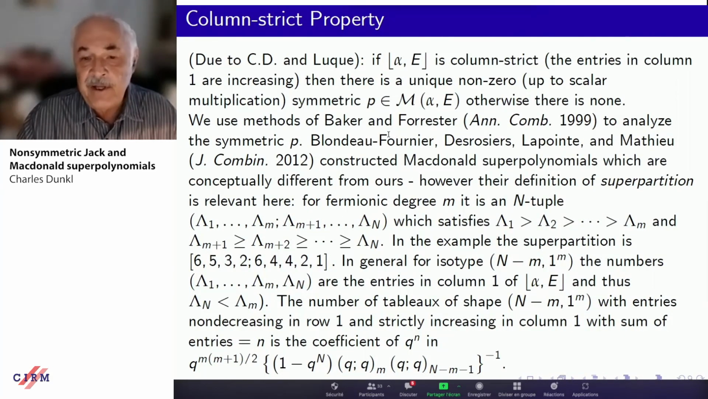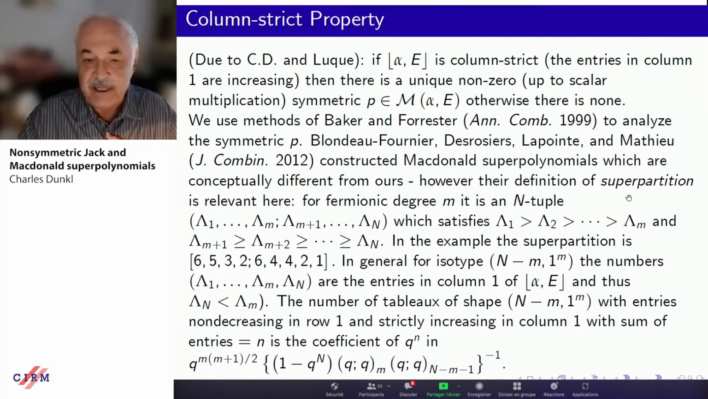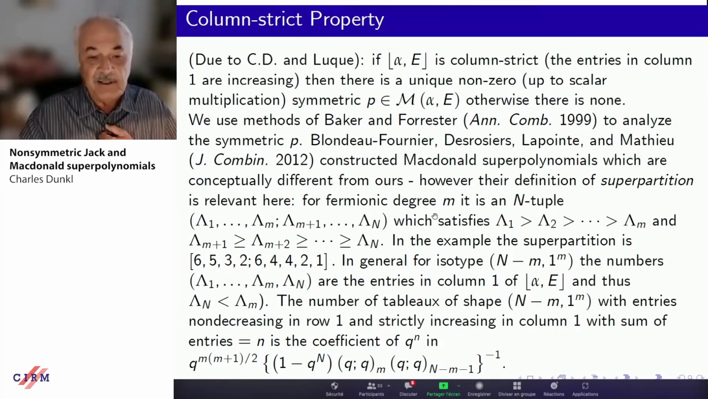I'd like to point out now that this group, Blondeau, Fournier, Desrosiers, Lapointe, and Mathieu, did do Macdonald superpolynomials. They're conceptually different. But one of the things they define, a superpartition, is totally relevant here. A superpartition is an n-tuple. The first lambdas are strictly decreasing. The second batch is just non-increasing. So in our example, the superpartition is 6 5 3 2 6, 2 semicolon, these strictly decreasing.